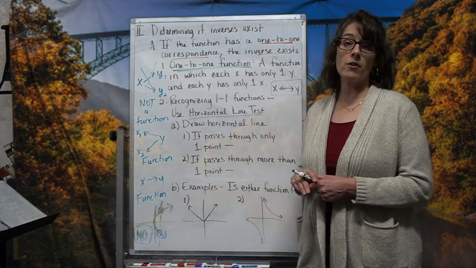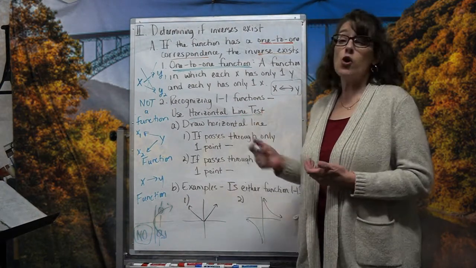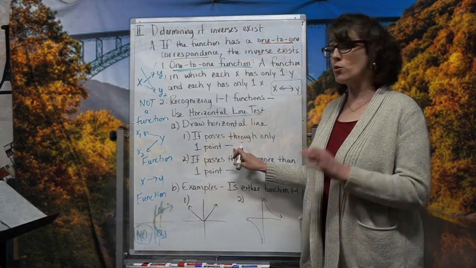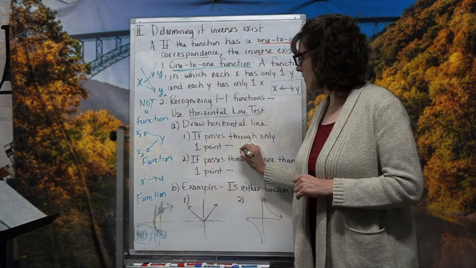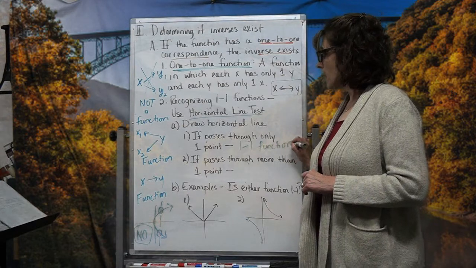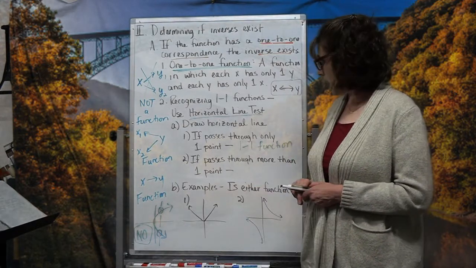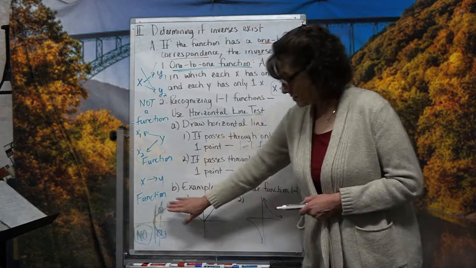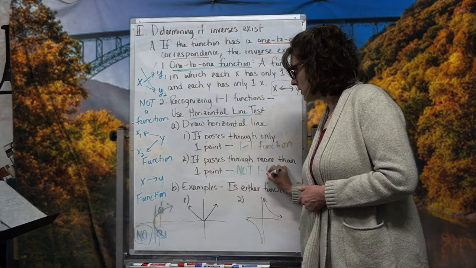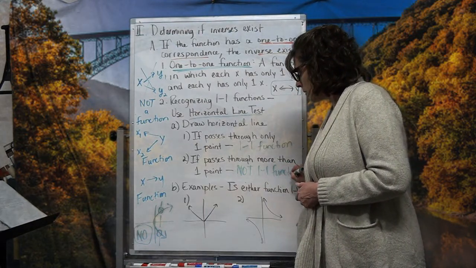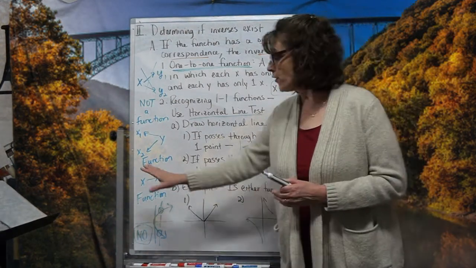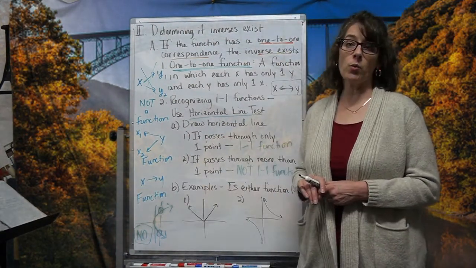Similar idea with the horizontal line test. The only difference, you're going to draw a horizontal line instead of a vertical line. So if you draw that horizontal line and it passes through only once, then you definitely have a one-to-one correspondence. It is a one-to-one function. But if it passes through 2 or more times, in other words, more than 1 point, similar to the vertical line test, this is not a one-to-one function. So the rules are very similar. The only difference is whether you draw a horizontal line or a vertical line. Vertical line is for functions. Horizontal lines are for one-to-one correspondence.